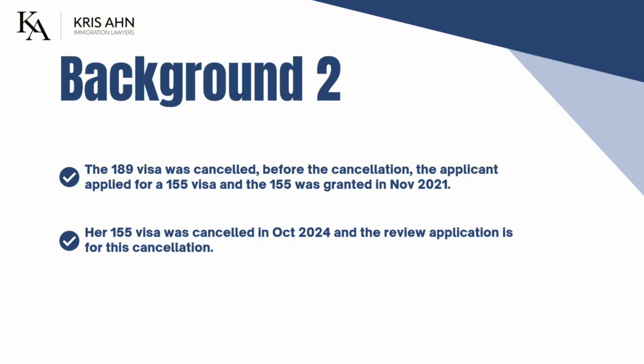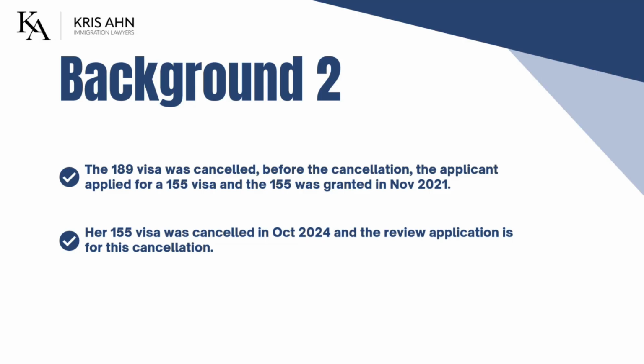So the applicant applied for a 155 visa before the actual cancellation took place. This is a strategy or trick we can use in similar scenarios. Before your PR, if a person's visa is subject to cancellation, before the cancellation happens, the person can apply for a 155 visa.